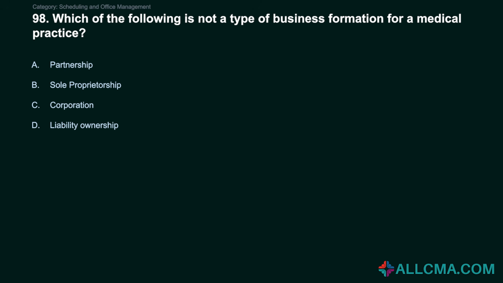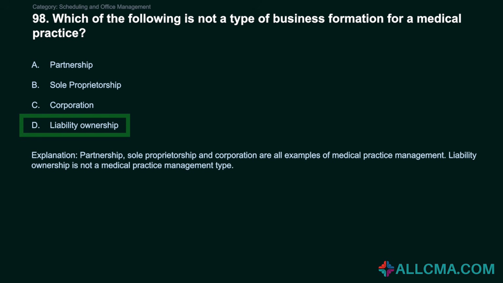98. Which of the following is not a type of business formation for a medical practice? A. Partnership. B. Sole proprietorship. C. Corporation. D. Liability ownership. Correct answer: D. Liability ownership. Partnership, sole proprietorship and corporation are all examples of medical practice management types. Liability ownership is not a medical practice management type.